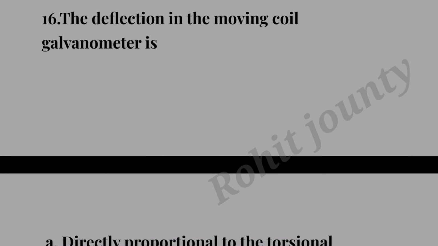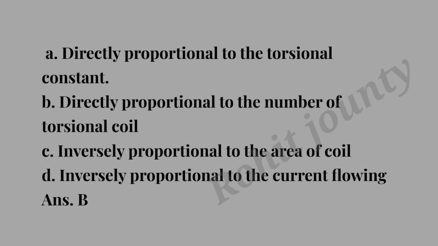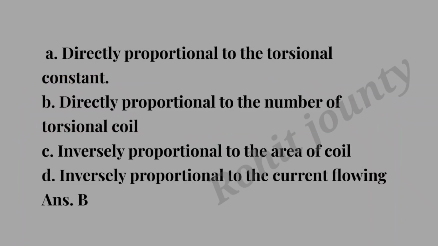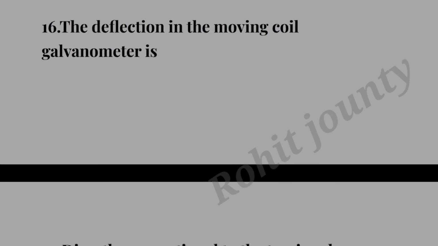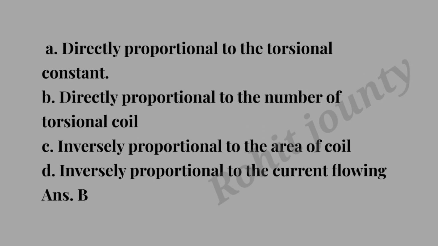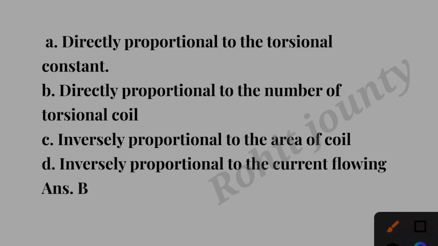Question number 16. The deflection in the moving coil galvanometer is, option A, directly proportional to torsional constant, option B, directly proportional to number of turns of coil, option C, inversely proportional to the area of coil, option D, inversely proportional to current flowing. The correct answer is option B, directly proportional to the number of turns of coil. The deflection in a moving coil galvanometer is directly proportional to the number of turns of coil. Option B is the correct answer.